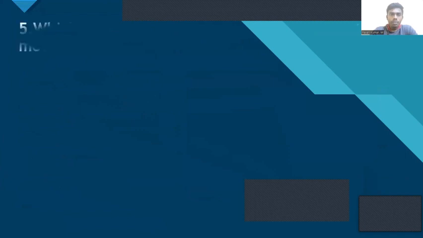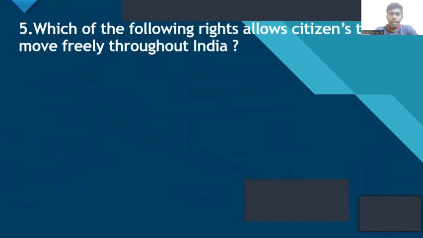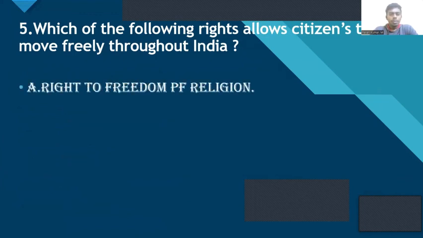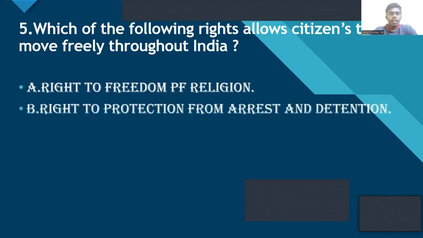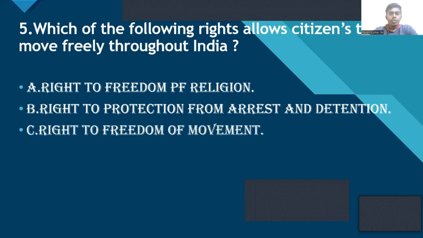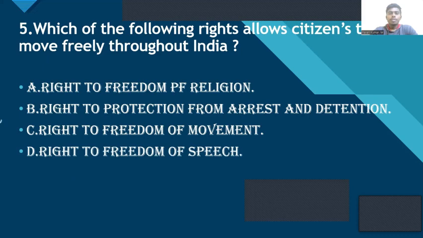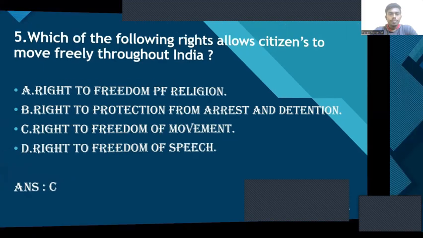Coming to the fifth question, which of the following rights allows citizens to move freely throughout India? Options are: option A, right to freedom of religion; option B, right to protection from arrest and detention; option C, right to freedom of movement; and option D, right to freedom of speech. So the answer will be right to freedom of movement.